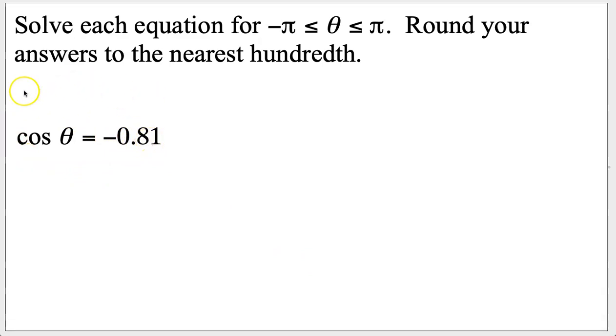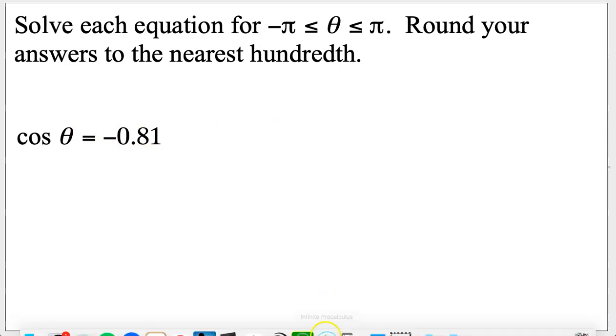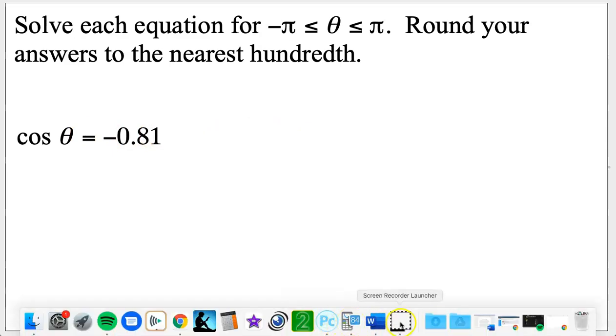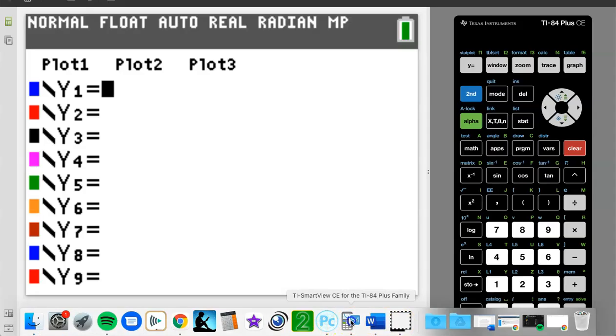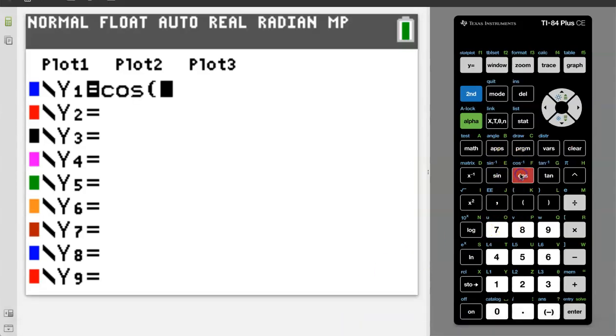Now, when we plug something into the calculator, our equations always have to equal 0. So all I need to do is get this number over to the left side by adding 0.81. So it's going to say cosine of theta plus 0.81 equals 0. All right, so that's what we are going to plug into the calculator. So make sure it's always set equal to 0. So cosine of theta, or x, plus 0.81.